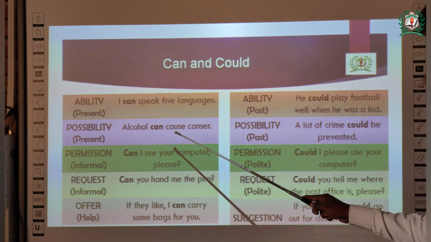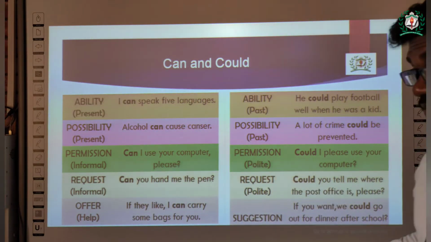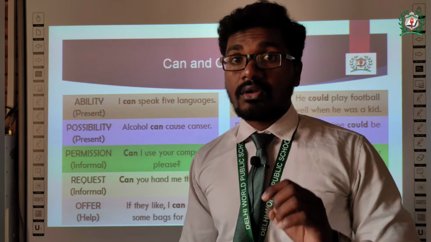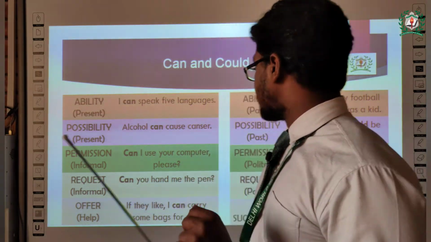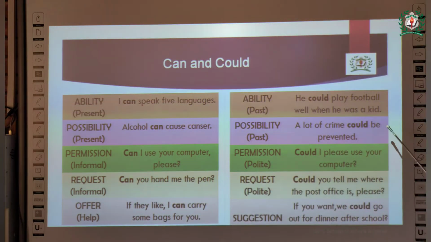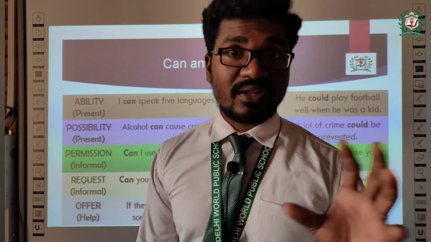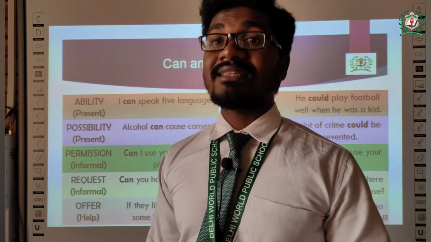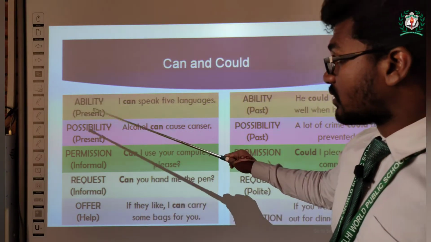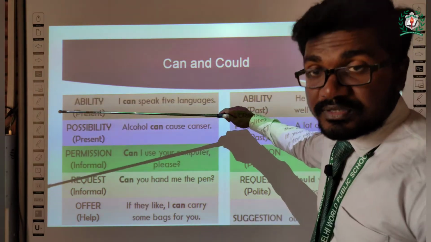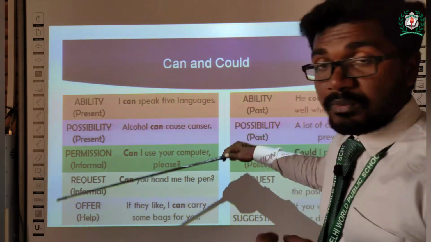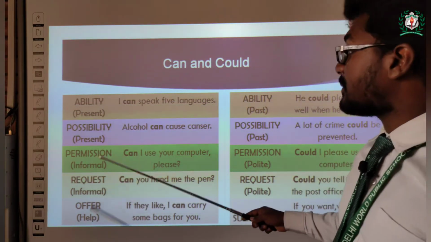Possibility: alcohol can cause cancer. Here you see, a lot of crime could be prevented. That is in the past. If necessary steps would have been taken, then there is a possibility. It is about ability, how a person can do or not. It is about the possibility. If you would have stopped, that would have happened.